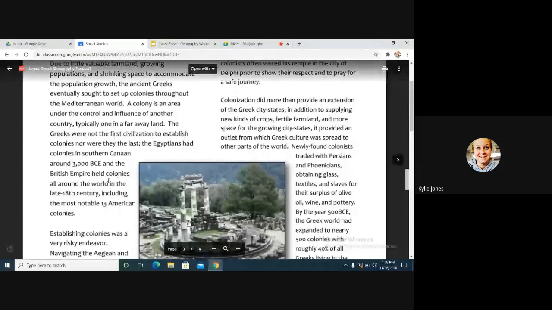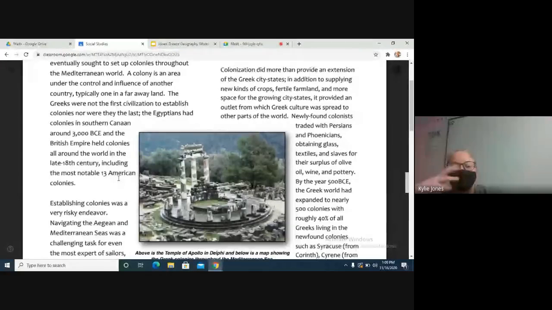18th century, including the most notable, which was the 13 American colonies. So when America was of the British people, we were not our own country, we were a British colony. Okay. Yep.